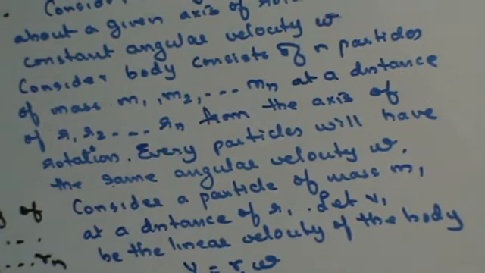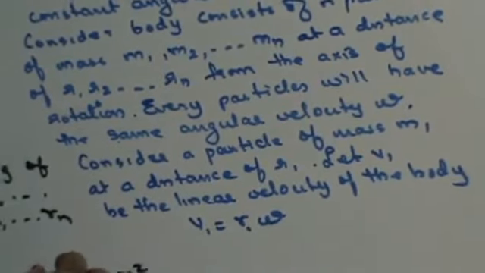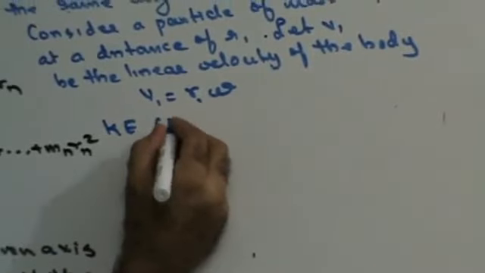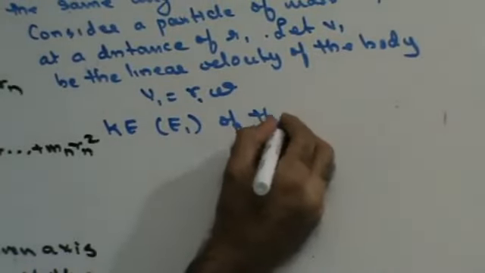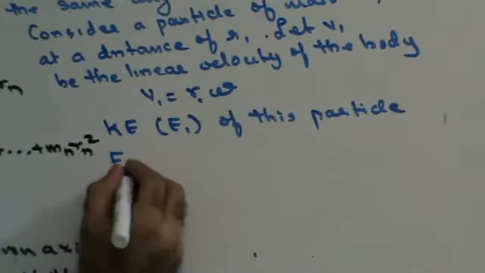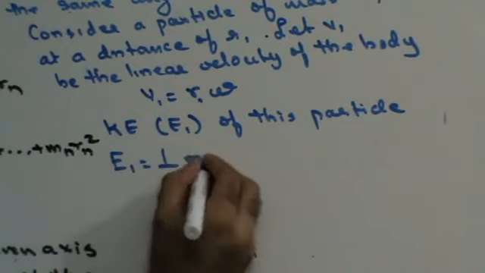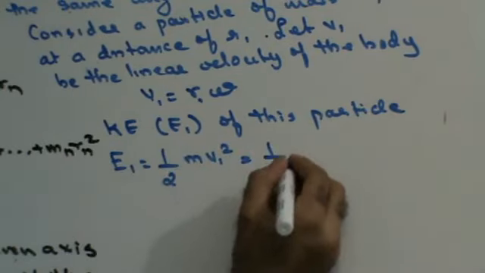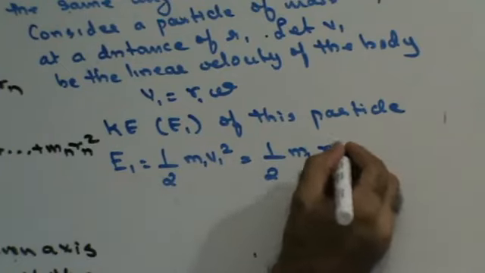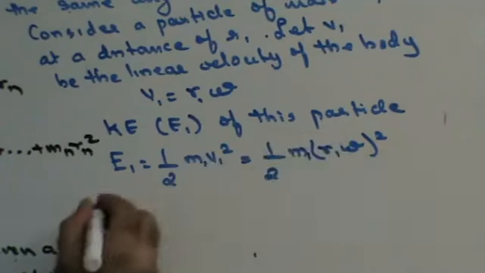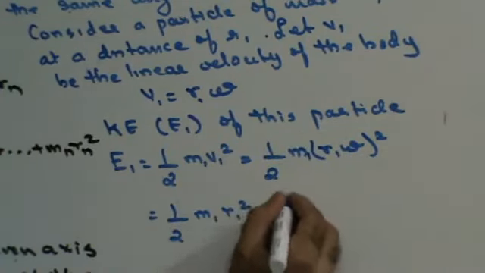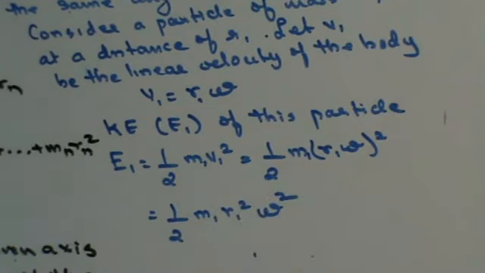Now, the kinetic energy of this particle, E1, is half m1 v1 squared. Substituting v1 as r1 omega, this will be half m1 r1 squared omega squared. That will be the kinetic energy.